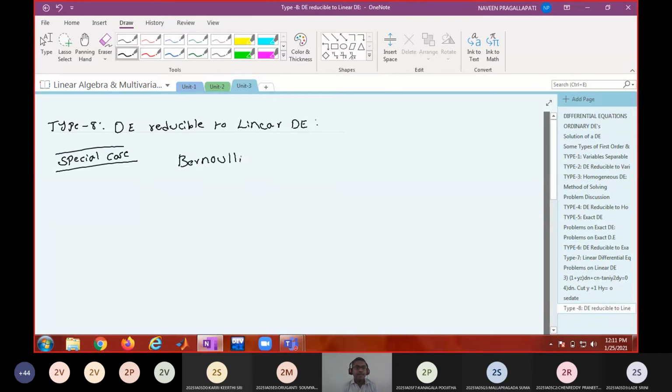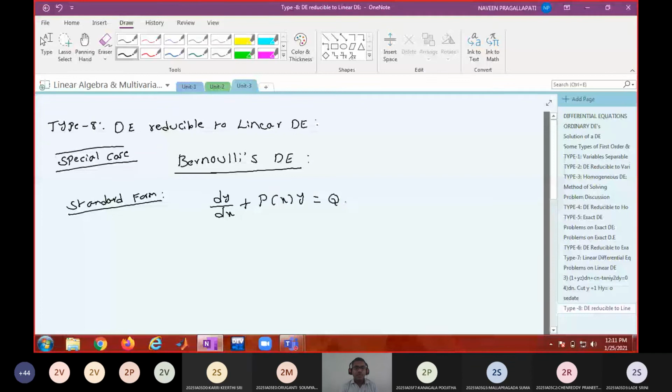Bernoulli's DE. Again, standard form. dy by dx plus p of x into y equal to q of x into y power r, where r is any real number.